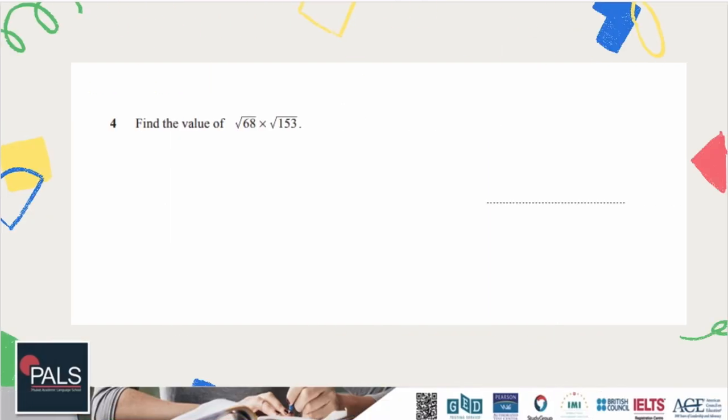Number 4. Find the value of square root 68 times square root 153. If square root a times square root b, it's equal to square root of a times b. So we can multiply them like this, 68 times 153. You can use a calculator to find it. Square root of 68 times 153 is 102.